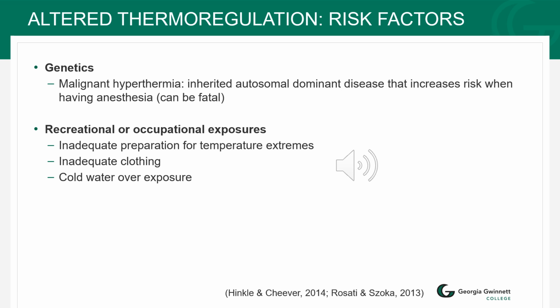Inadequate clothing, cold water, recreational or occupational exposures. So, for example, I have some individuals that are out in the extreme heat right now painting my house. They are at risk for hyperthermia. If someone is doing work on a street up in Minneapolis in the dead of winter, they are at risk for hypothermia. So those occupational exposures and recreational, you're out skiing, or you're a marathon runner in the summer, all of those individuals have increased risk for altered thermoregulation.